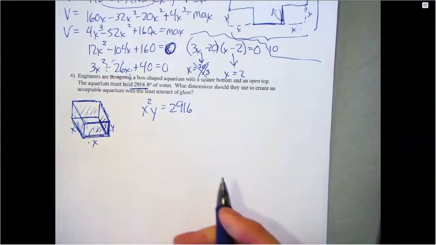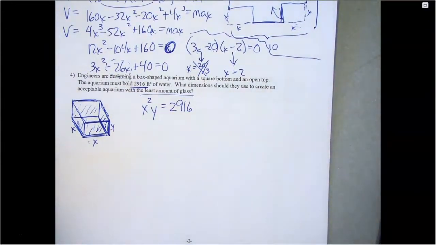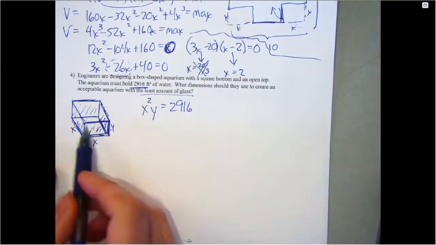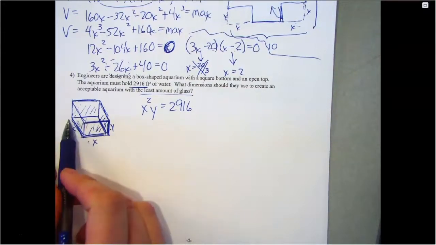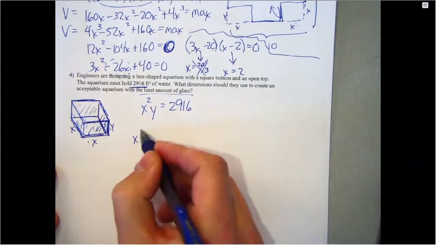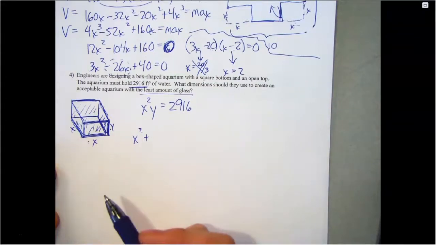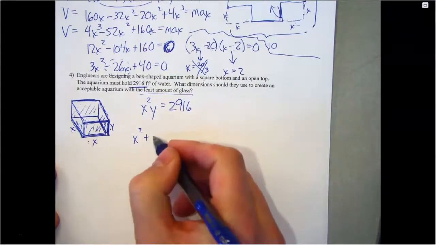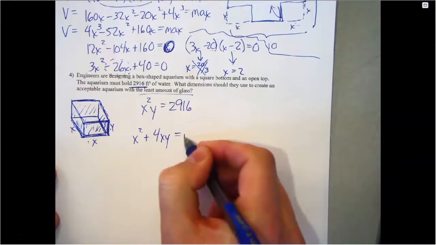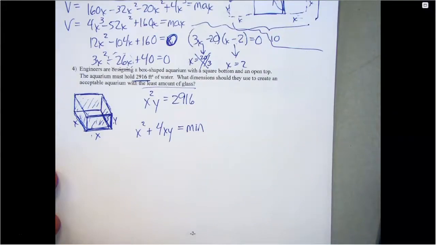With me there? But I want to use the least amount of glass. So that's like the surface area, right? What is the amount of glass required to make the bottom of the aquarium? x squared. And then what about one of the sides? x times y, but how many sides do you have? So it's 4xy, and that's what I want to minimize. Well, I've got 2 variables there, and I prefer to have just one.